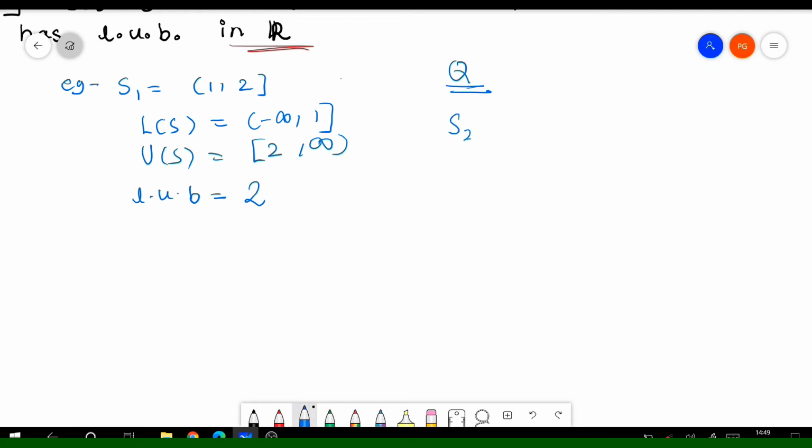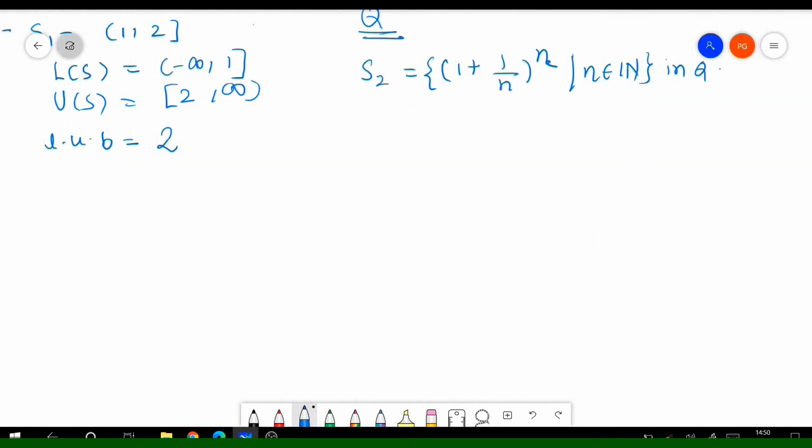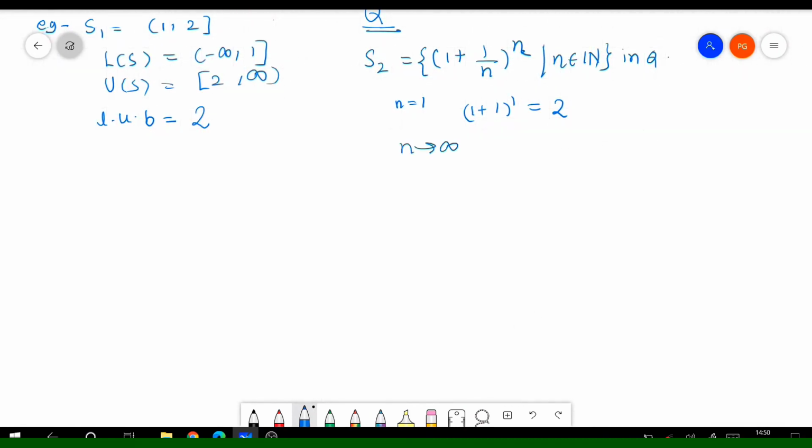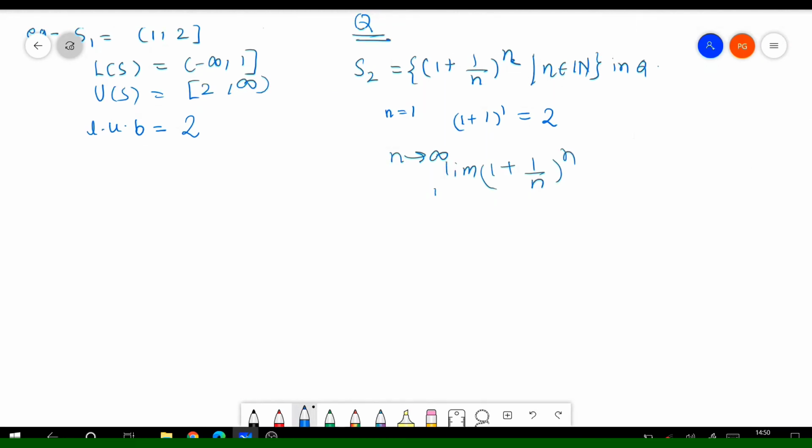Let us see why. Suppose we consider set S2 such as (1 plus 1 upon n) raised to n, such that n belongs to natural numbers. It is in Q. Now we know that if n is equal to 1, (1 plus 1) raised to 1 is 2, and if n tends to infinity, (1 plus 1 upon n) raised to n, limit n tends to infinity, will be e.